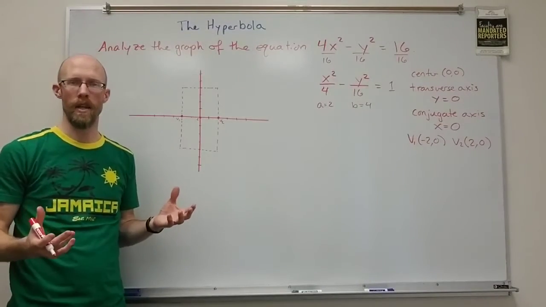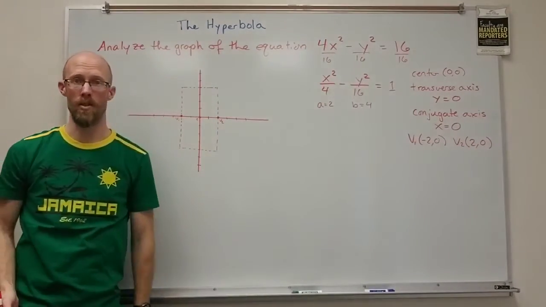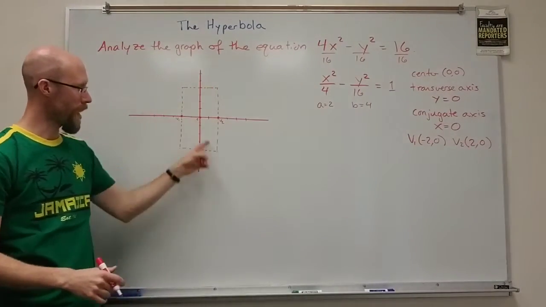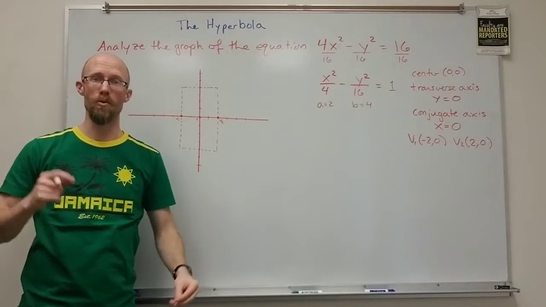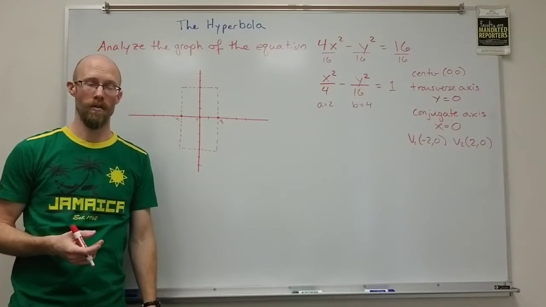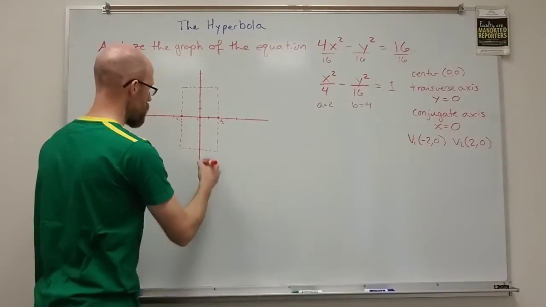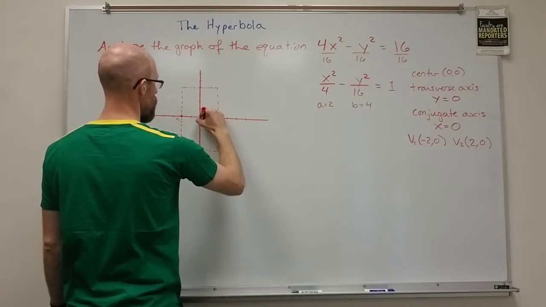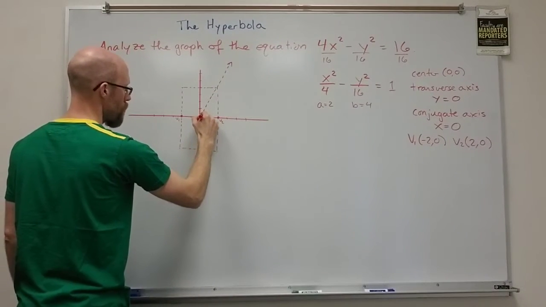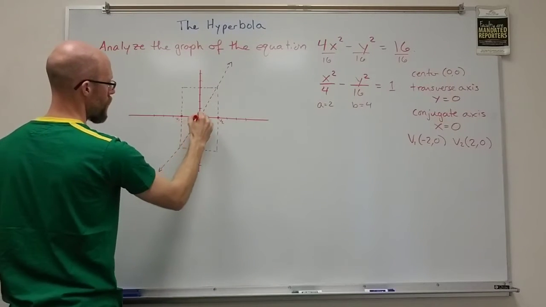Now why is that rectangle important? It's basically 2a by 2b in size, because if I connect the corners, run the diagonals, and extend them through the rectangle, that will give me the graph of the oblique asymptotes. So I'm going to draw one of them with a positive slope and one of them with a negative slope.